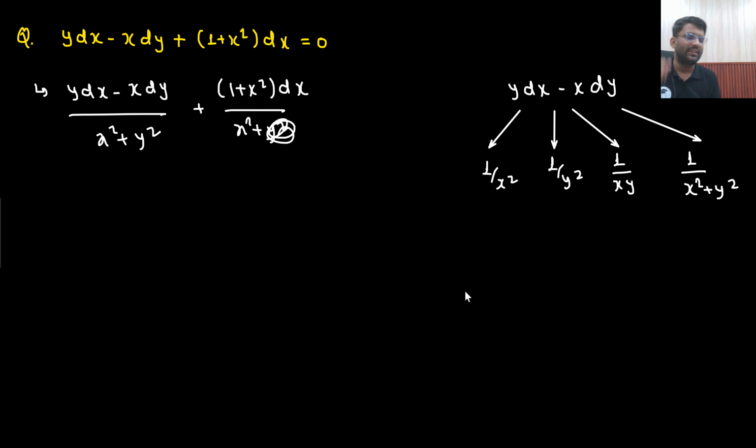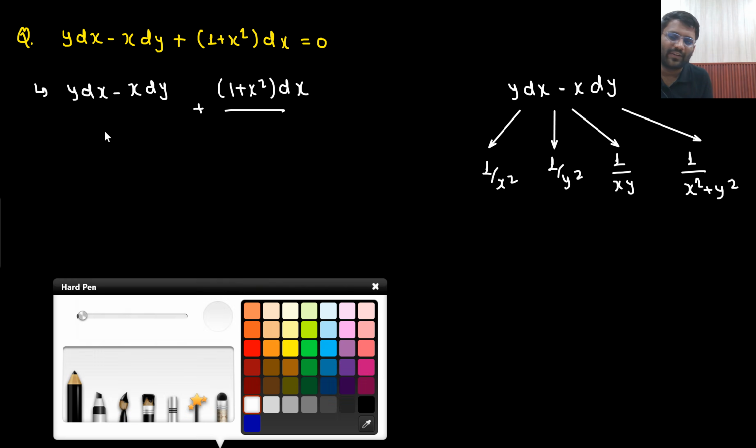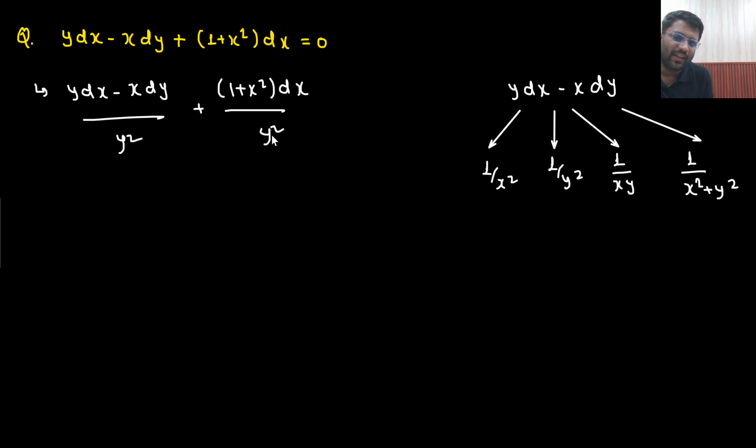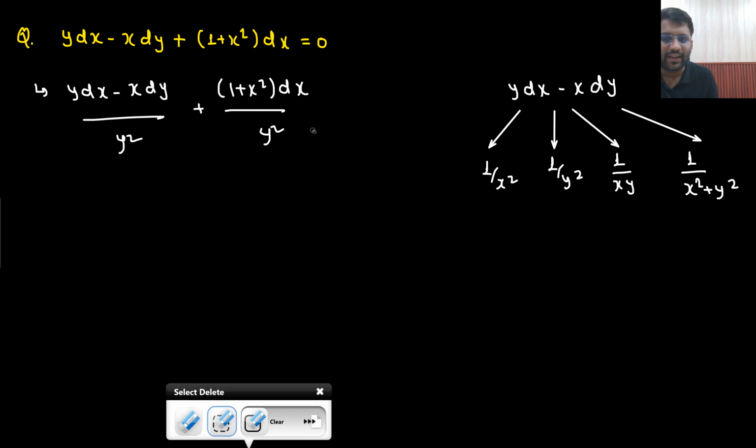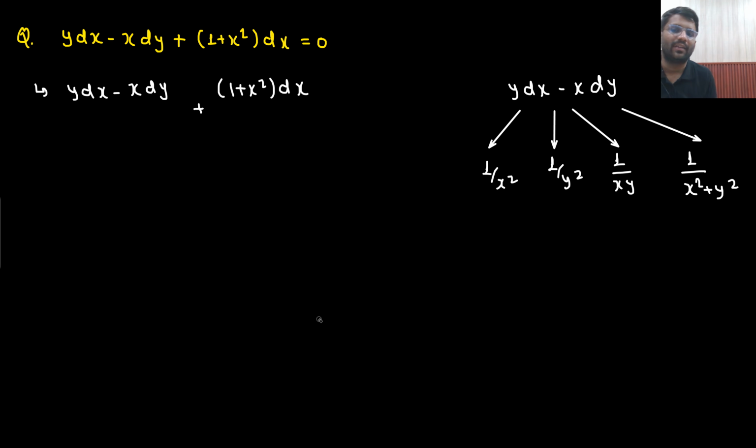So, sir, if I divide with xy, there is a problem. If I divide with x square plus y square, you are needlessly introducing y square here. If you divide with y square, again you are introducing y. If I divide with x square, then you will be happy. Sir, you divide with x square, I don't have any problem. Here you divide with x square, here also you divide with x square.